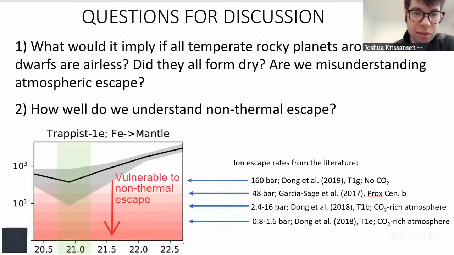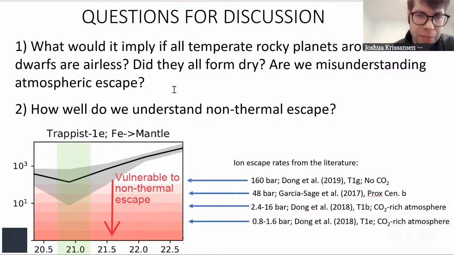Something that I think is interesting is, what would it imply if all of this was totally wrong? If we go out there and we find that temperate rocky planets around M-dwarfs are all airless, what would we learn from that? Does that mean that they all had to form pretty volatile poor, or are we fundamentally misunderstanding atmospheric escape physics in some way?